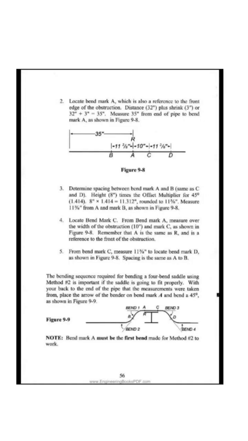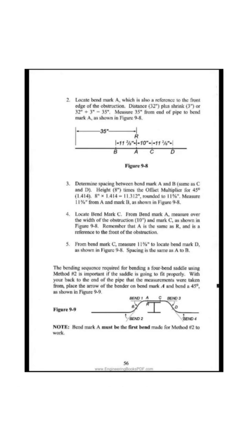3. Determine the spacing between bend marks A and B, same as C and D. Height, 8 inches, times the offset multiplier for 45 degrees, 1.414. 8 inches by 1.414 equals 11.312, rounded to 11 3/8. Measure 11 3/8 from A and mark B, as shown in figure 9-8.